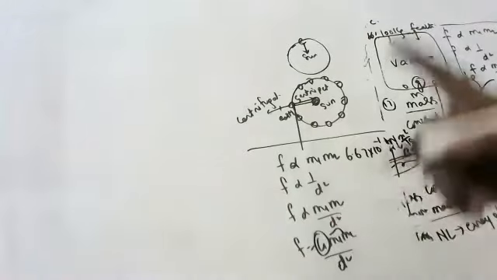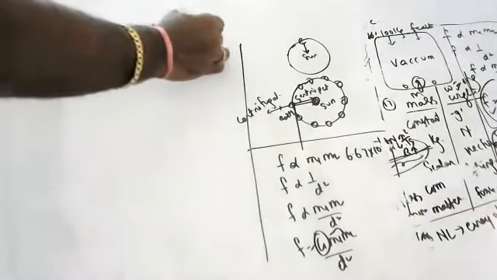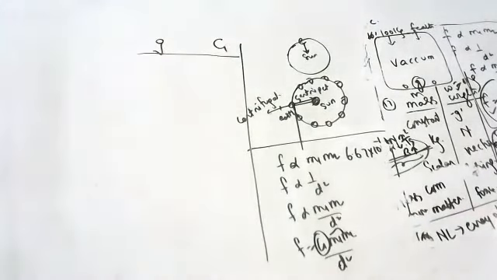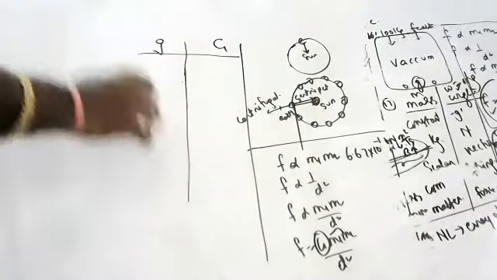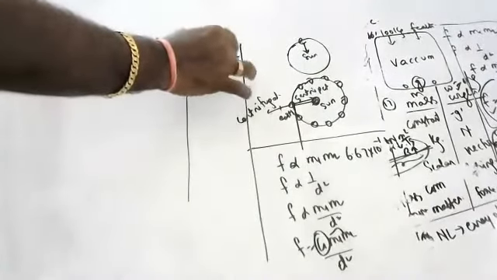G is called what, children? Not universal law of gravitation. It is the universal gravitational constant. What is the difference between small g and big G? Small g is 9.8, big G is 6.67 into 10 to the power of minus 11.